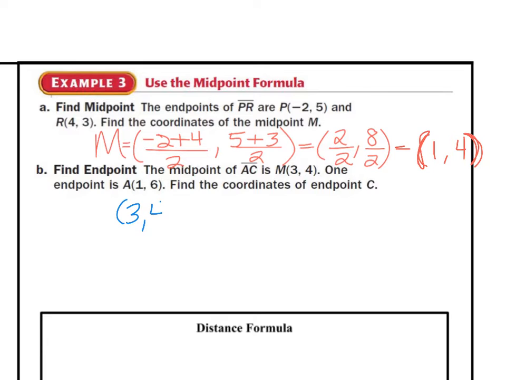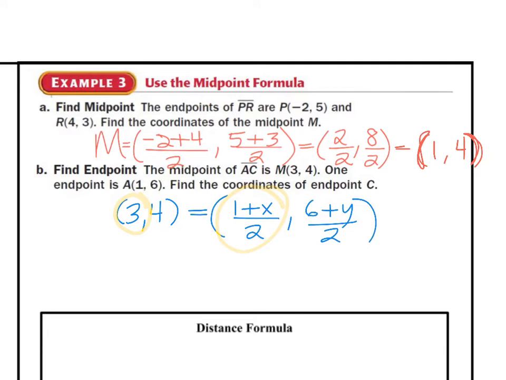The midpoint is 3, 4. And that's going to be equal to that averaging thing we talked about. So what is it? The endpoint is A. So 1 plus my other x value divided by 2. And then the y value should be 6 plus y divided by 2. So you can take these and set them equal to the midpoint. So I know that 3 should be equal to this, and 4 should be equal to that. So I can set up 2 equations.